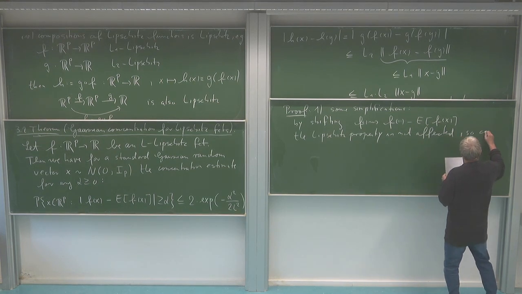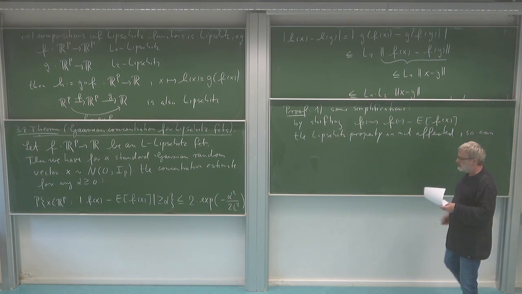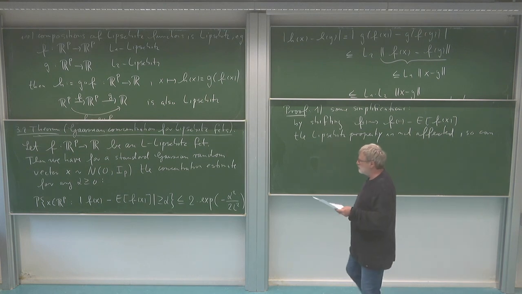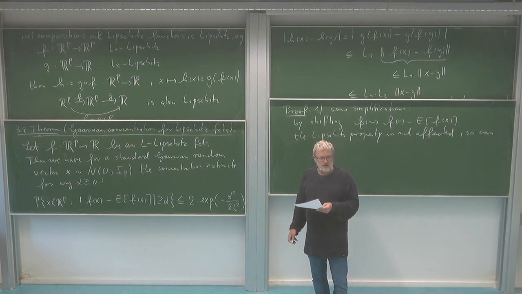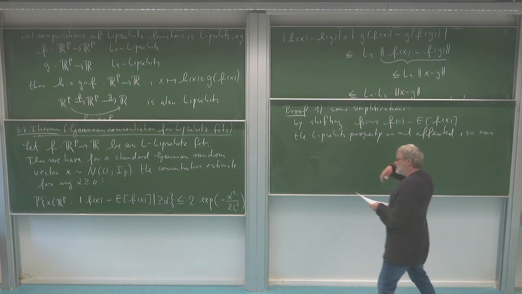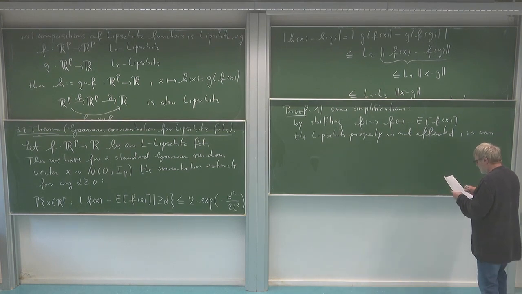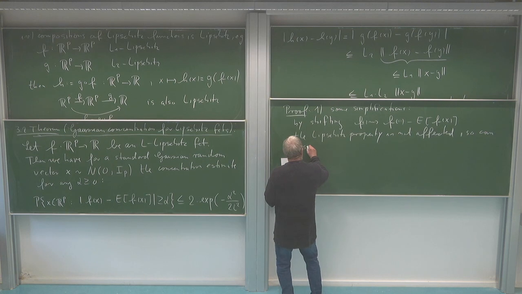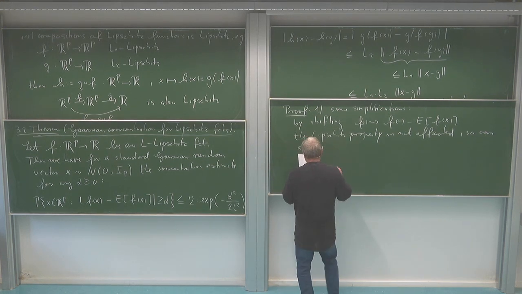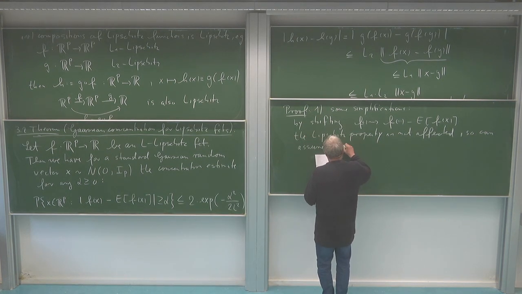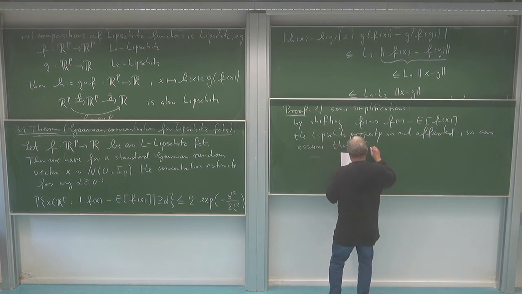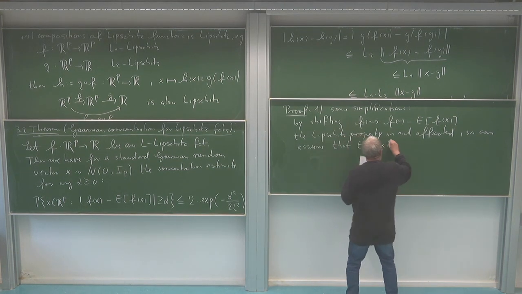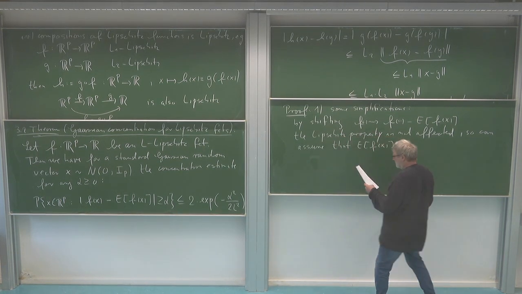So we can actually assume in what we have to prove that the expected value is equal to 0, because then by shifting it back, we get it also in the more general case where it's not 0. So we can assume that the expected value of f of x is equal to 0.